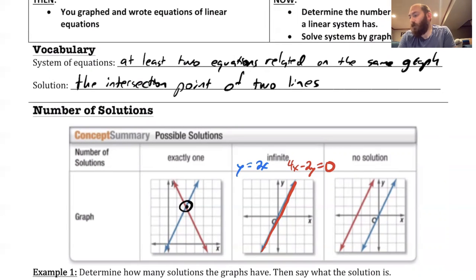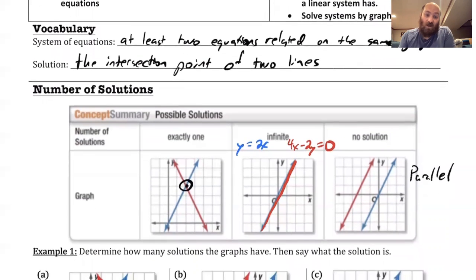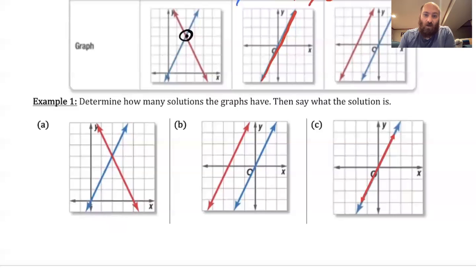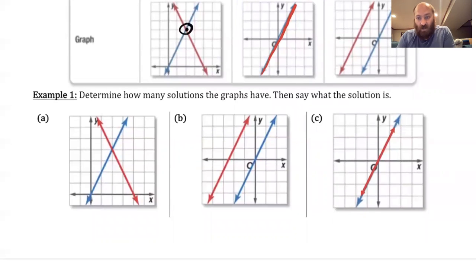Okay. The last one is no solution, and that's possible if the lines never cross. Well, think about what it means to never cross. Two lines that never cross are parallel to each other. So that's what we're looking for here. If we get parallel lines, that means we actually have no solution. All right, so we look at this, determine how many solutions the graphs have, then say what the solution is.